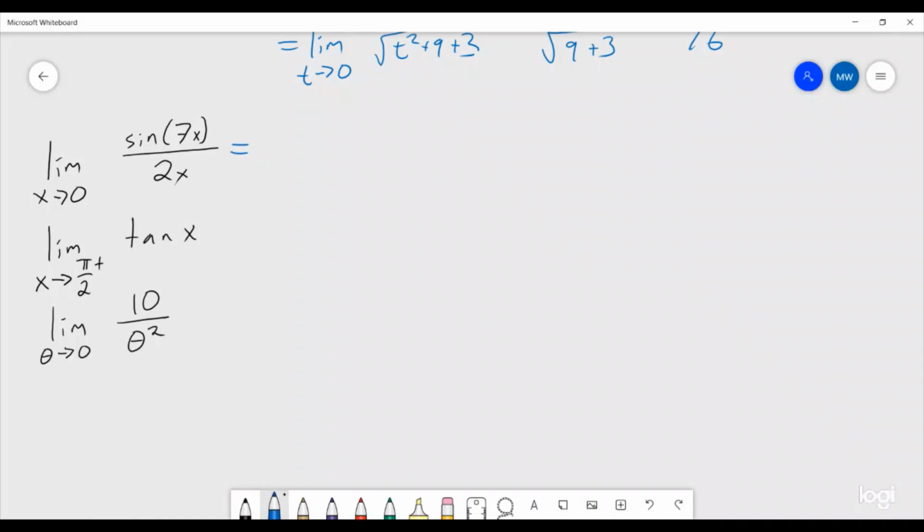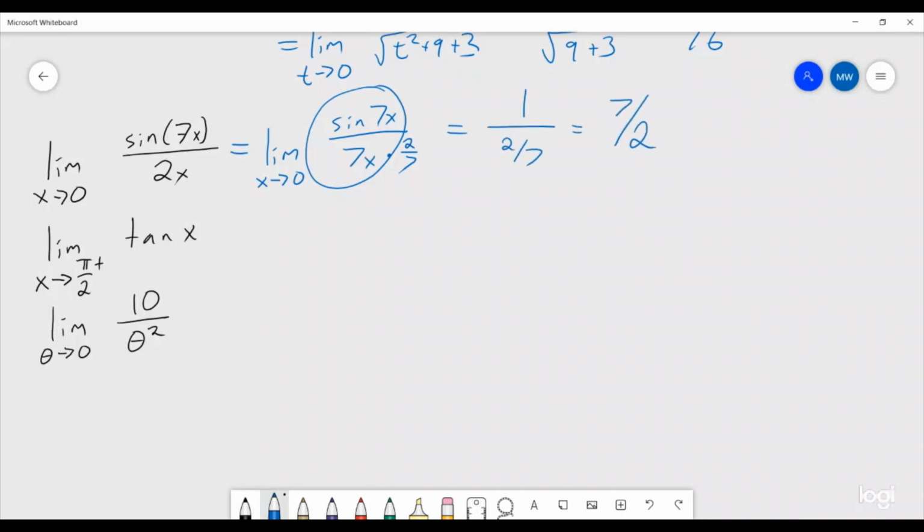So this is equal to the limit as x goes to 0 of sine of 7x divided by 7x times 2/7. What we can do is now this piece, that is going to 1. So this is going to a 1 over 2/7. This goes to 7/2.